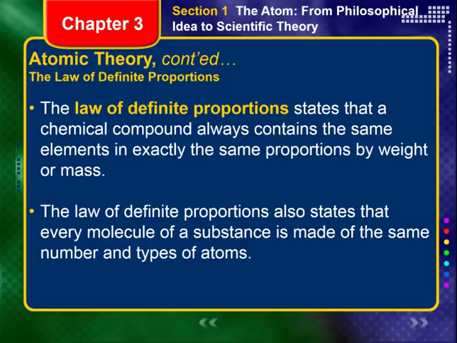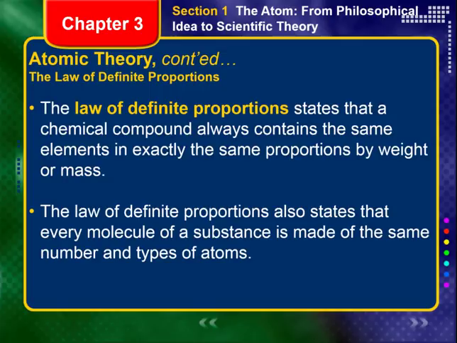The law of definite proportions, which is one of the things you're going to have to be very familiar with, states that a chemical compound always contains the same elements in exactly the same proportions by weight or mass. Definite proportions. This law is also known as the law of constant composition, right? Always being made of the same things. Definite proportions, defined. It is defined that way, as opposed to infinite. It's definite, right? Defined proportions. So the chemical compound is always arranged in the exact same proportions by weight or mass.